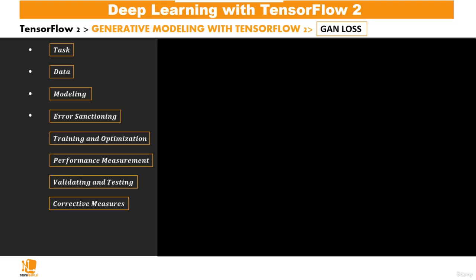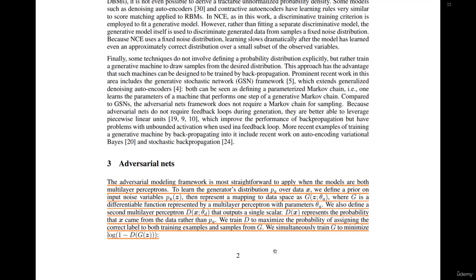Welcome to the section on the GAN loss. We shall understand how this loss was derived from the GAN paper. Now, the adversarial modeling framework is most straightforward to apply when the models are both multi-layer perceptrons. So basically, that's when we're using neural networks.